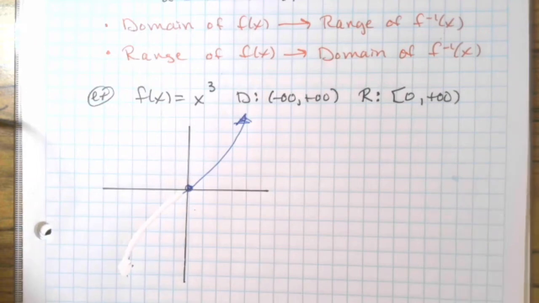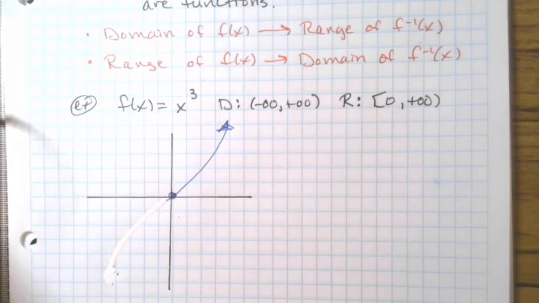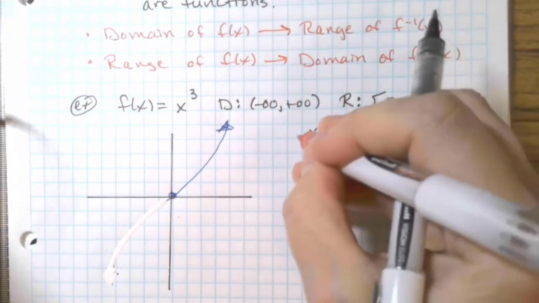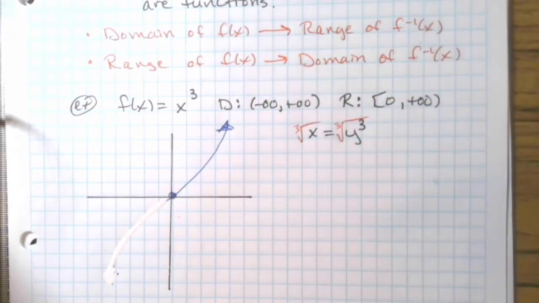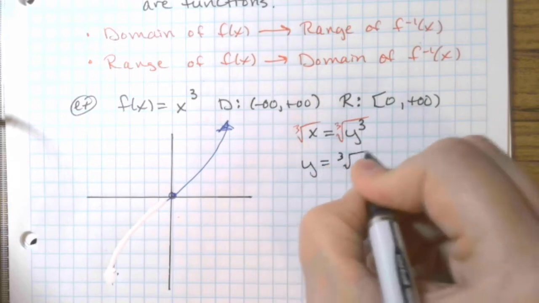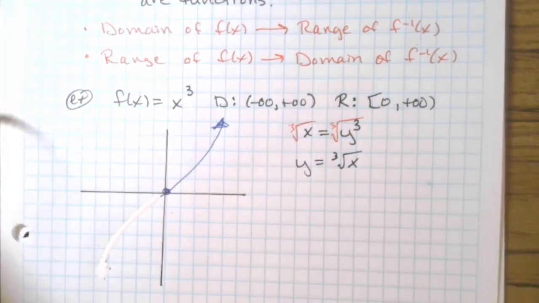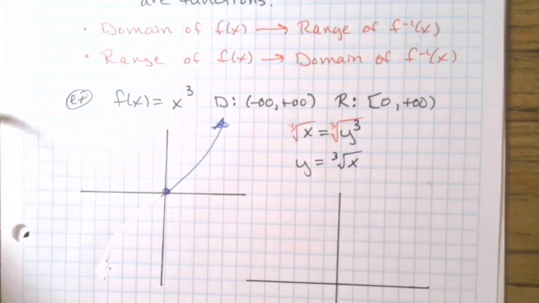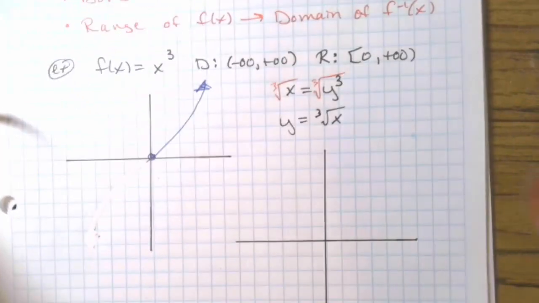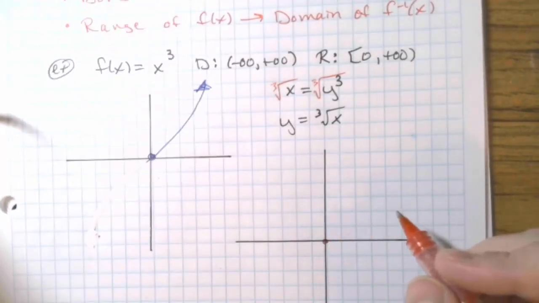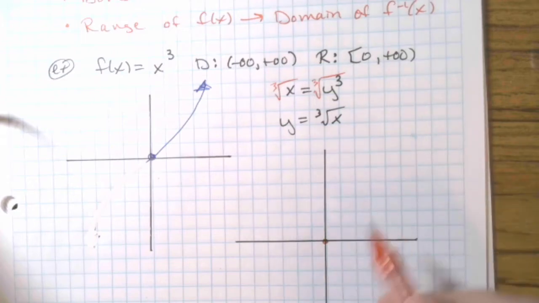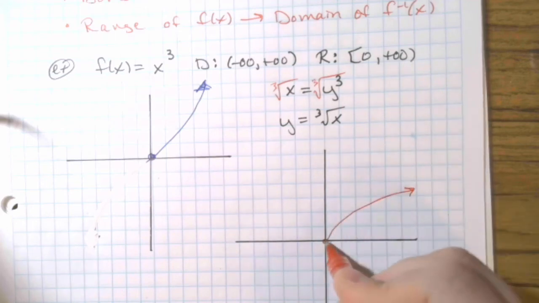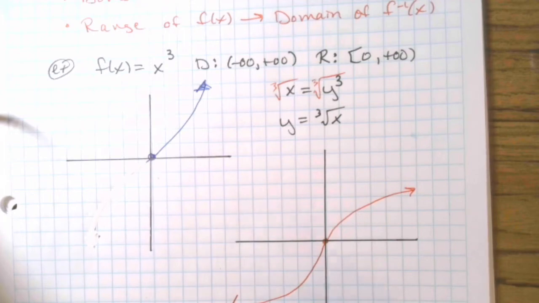Okay, so let's find the inverse. So x equals y cubed. Take a cube root of both sides. You get y equals the cube root of x. Which ends up being kind of an S-shaped graph. So it sort of snakes over, looks like this. It's got that piece and it's got that piece.